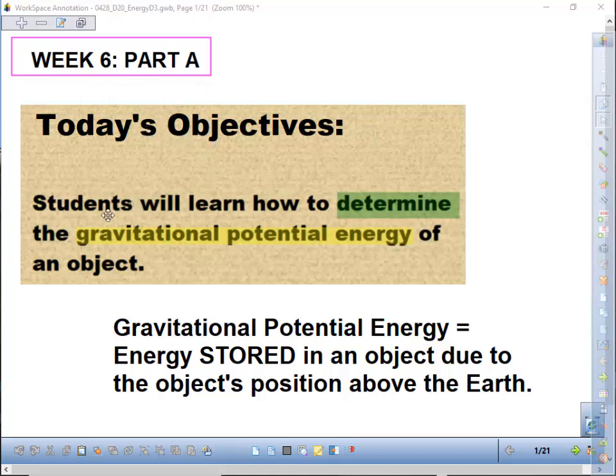Today's objectives. Students are going to learn how to determine the gravitational potential energy of an object. Gravitational potential energy can be thought of as the energy stored in an object, energy stored in an object due to its position above the Earth.